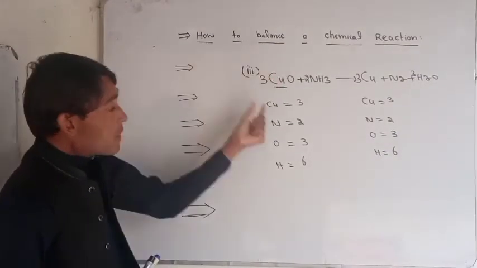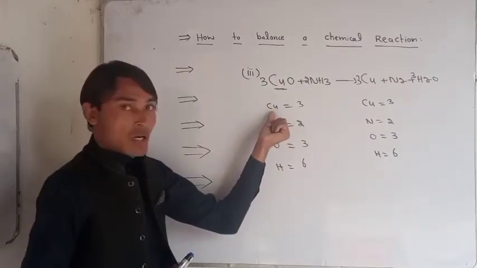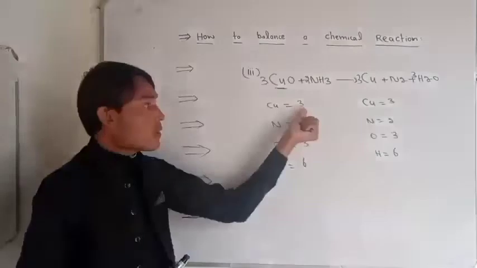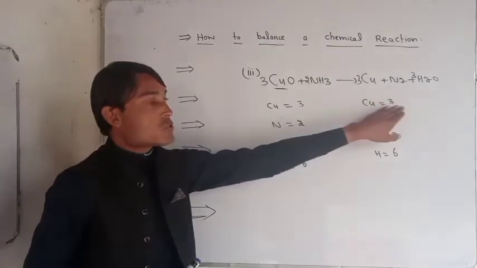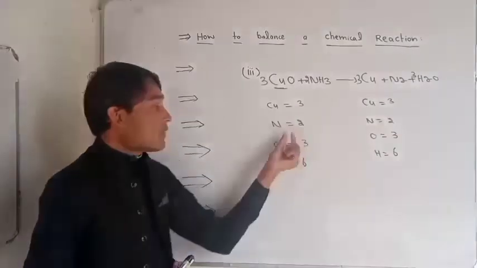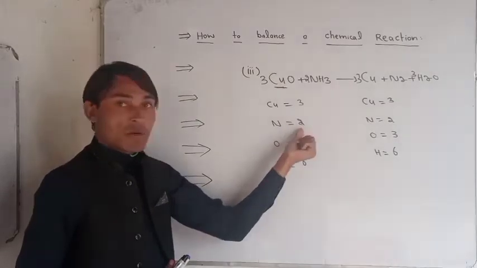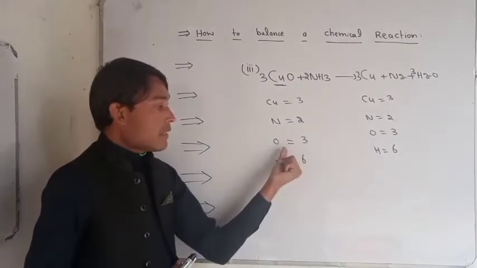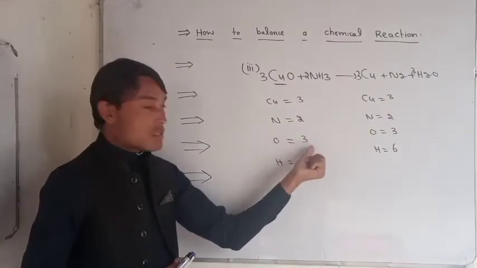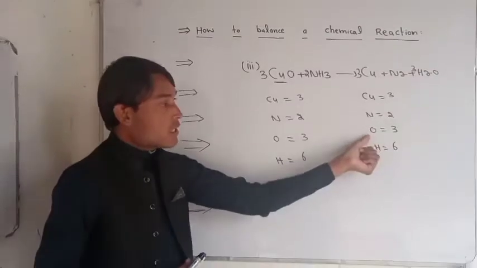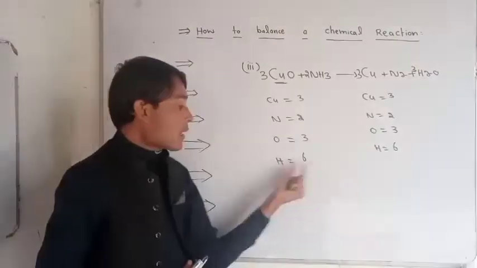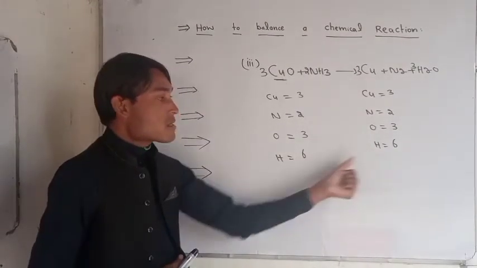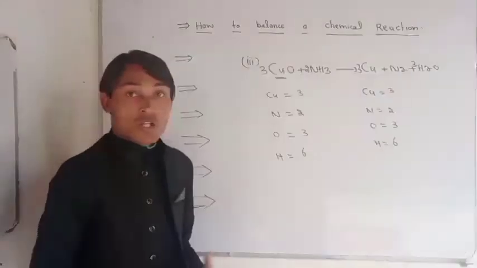First of all, what did I balance? Copper, which is a metal. The number of copper is 3, and here the number of copper is 3. The number of nitrogen is 2, and also 2 on the other side. Then I balanced oxygen, which is 3 and 3, and the hydrogen number is 6 and 6. Now let's talk about reaction number 4.